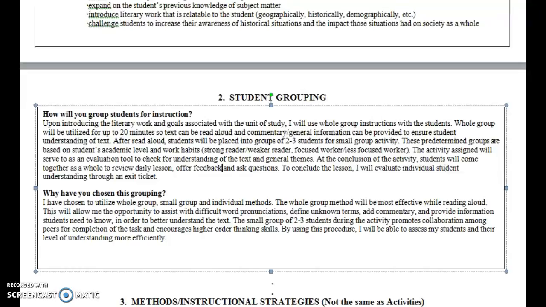Sometimes you can draw peers in to better study habits if they're working alongside someone who has better study habits. And so that would be one of my goals. It may be unrealistic, but it's something I think I would like to try. The activity assigned will serve as an evaluation tool to check for understanding of the text and general themes.